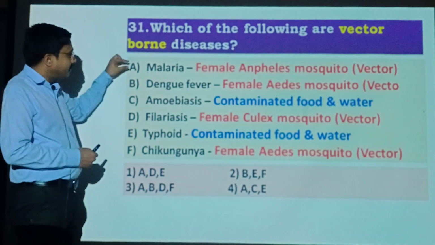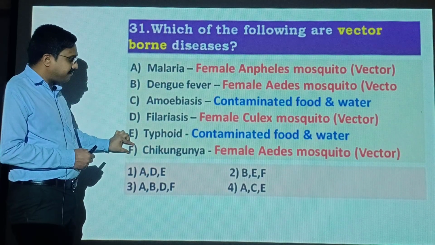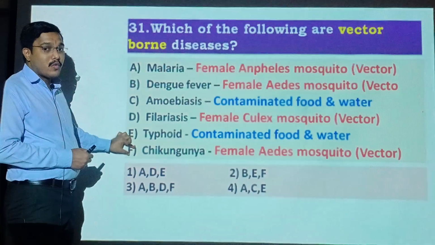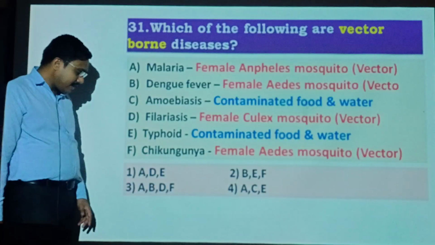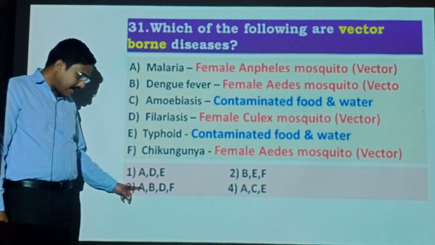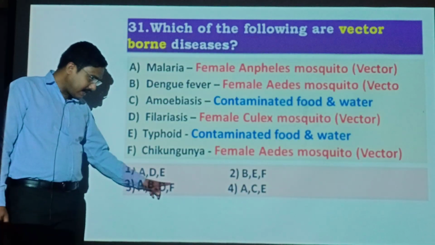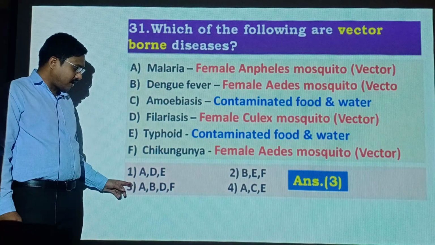If you see here, A, B, D, F are vector-borne diseases. Therefore, the right answer, if you search here, option 3, A, B, D, F. Yes, the right answer is option 3.